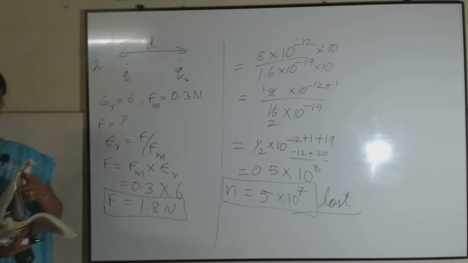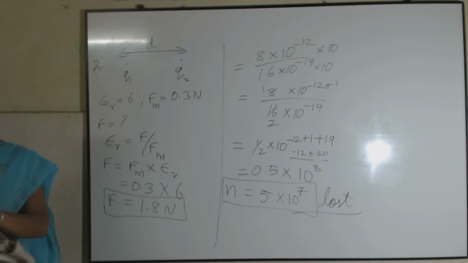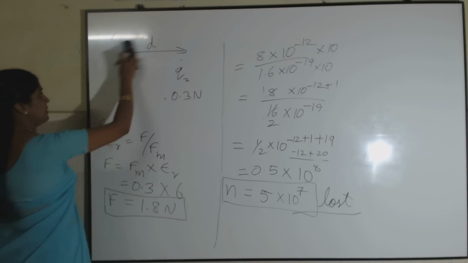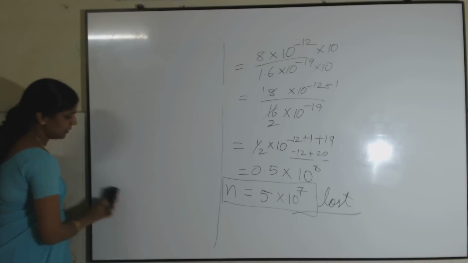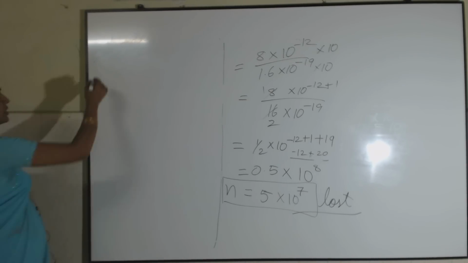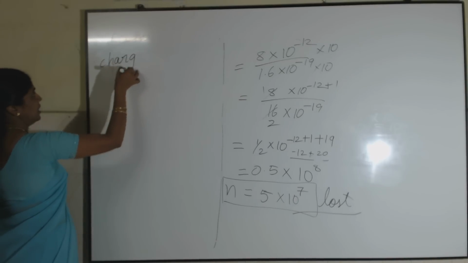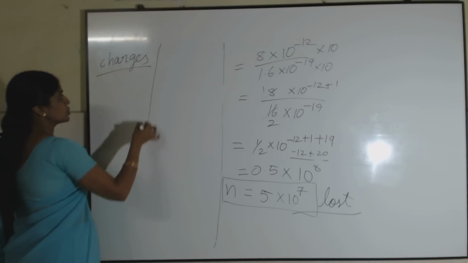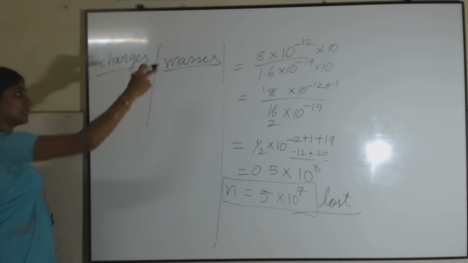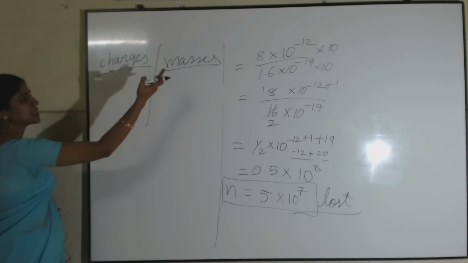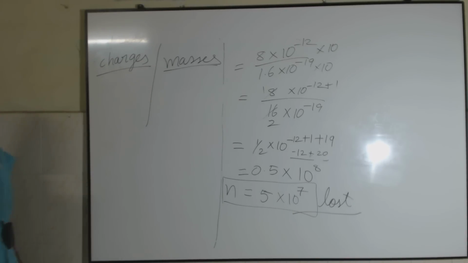Now, coming to the charges in an electrostatic field, we can compare the charges in an electrostatic field to the masses in a gravitational field. So, how can I compare the charges in an electrostatic field? The charges in an electrostatic field are analogous to the masses in a gravitational field. Just as the masses are in a gravitational field, in the same way the charges are in an electrostatic field.